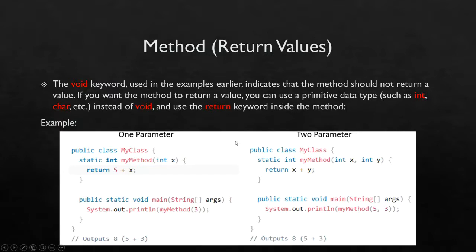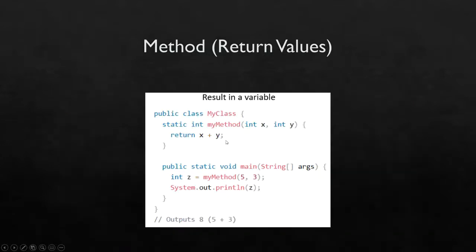Now, we also have returning values result in a variable. So as you can see from here, it has the same parameters as the earlier example. We have int x and int y. Here, we also return x plus y, and in the main method we are just putting the value inside another variable.